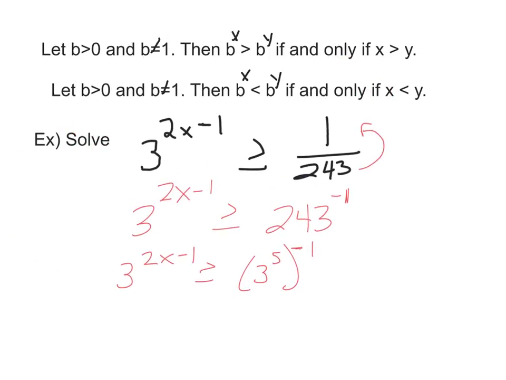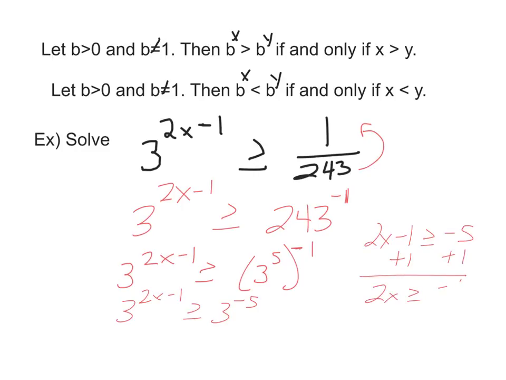Try to zoom in here. In any case, from there, we know this is going to be 3 to the 2x minus 1 is greater than or equal to 3 to the negative 5. So from here we can go 2x minus 1 is greater than or equal to negative 5. We add our 1. 2x is greater than or equal to negative 4. Divide by 2. Since we're not dividing by a negative, our inequality stays the same. And we have x is greater than or equal to negative 2.